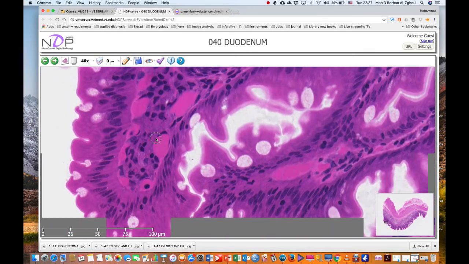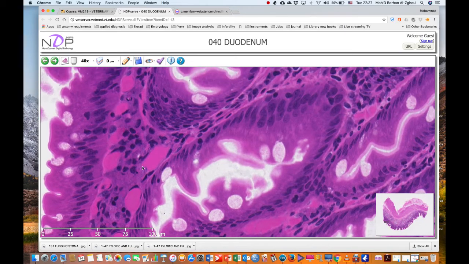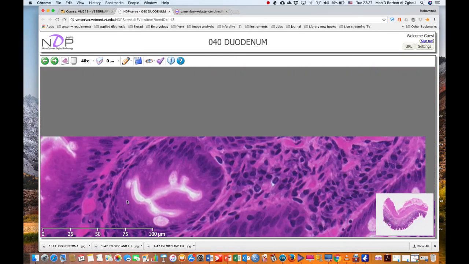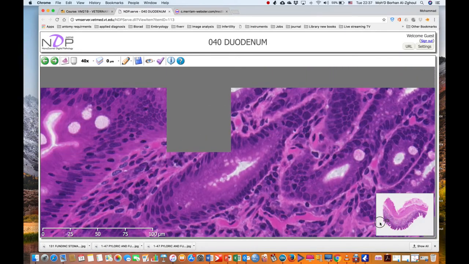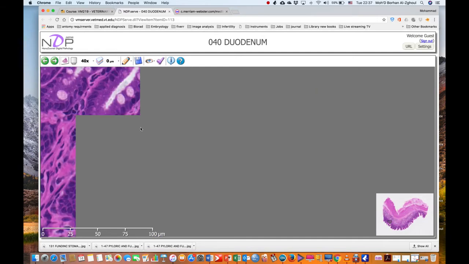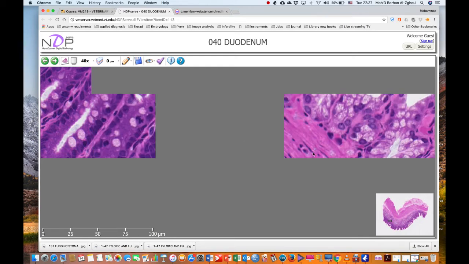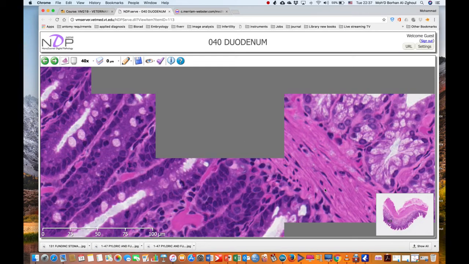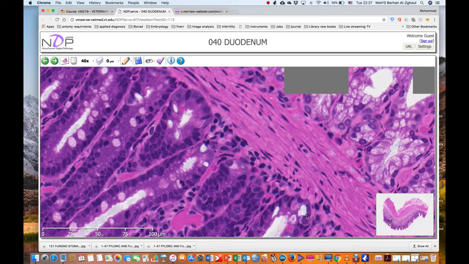Here, the area of the lamina propria, loose connective tissue, very cellular, highly vascularized, almost extends to the level of the muscularis mucosa. You can see here the area of the muscularis mucosa. Usually at the bottom here we can find the area of the crypts. We can see the enteroendocrine cells and the Paneth cells at this area here.